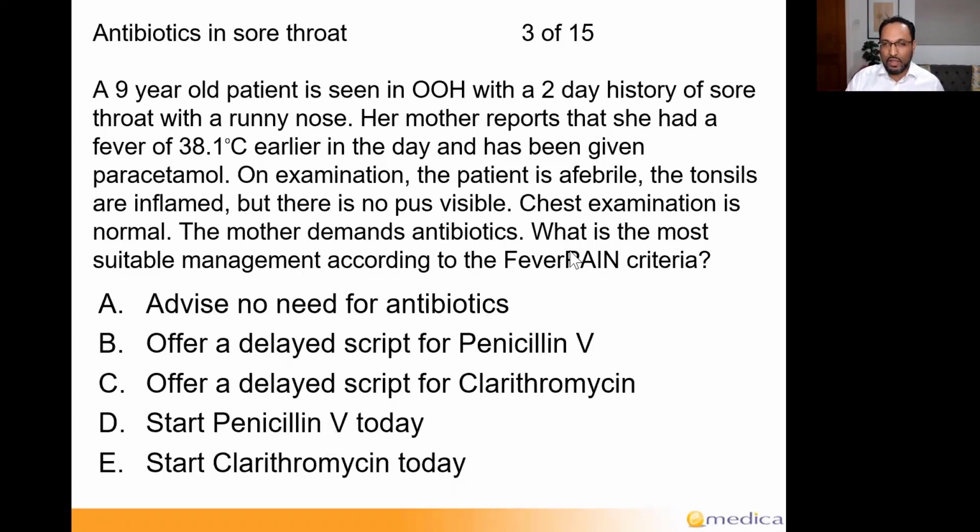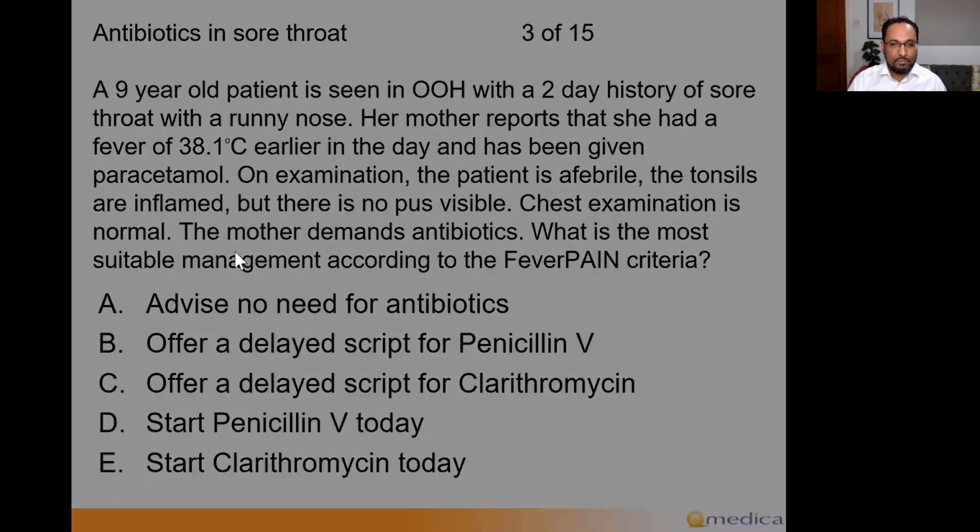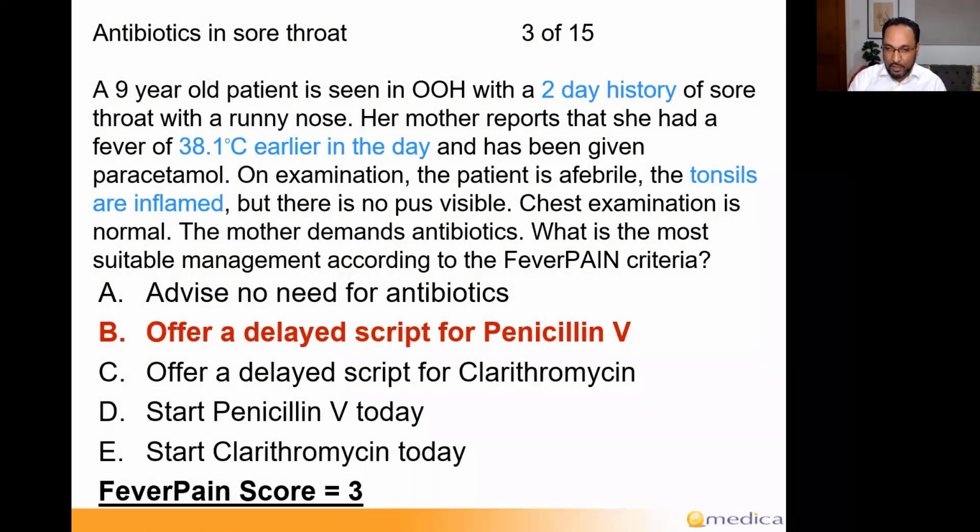So the first step is to work out what you think the FeverPAIN score is for this patient. Type that into the chat. What do you think this patient's FeverPAIN score is based on the description given? Okay, I'm seeing answers of 1, 2, 3 so far, and probably 2 is the most popular. You'll see why this is important, because it helps you determine if the answer is A or B. Right, the correct answer is B, offer a delayed script for Pen V.